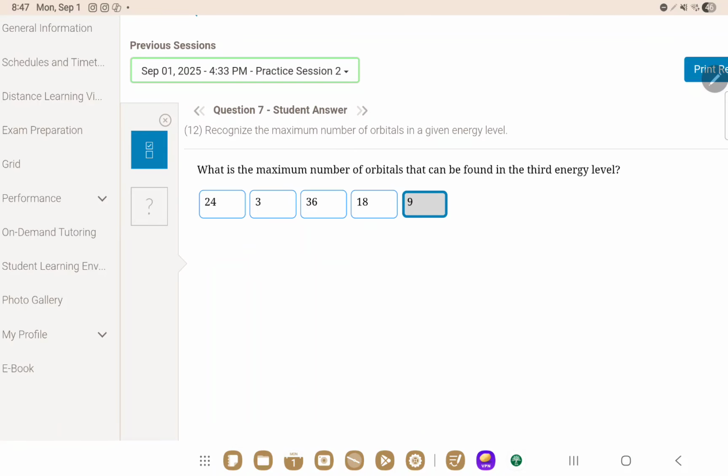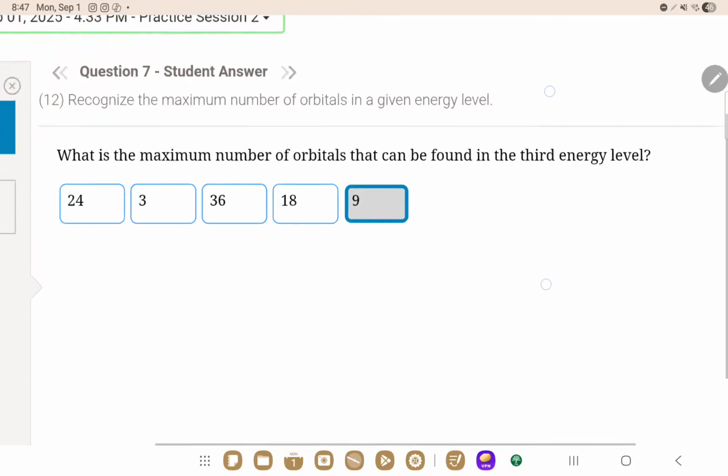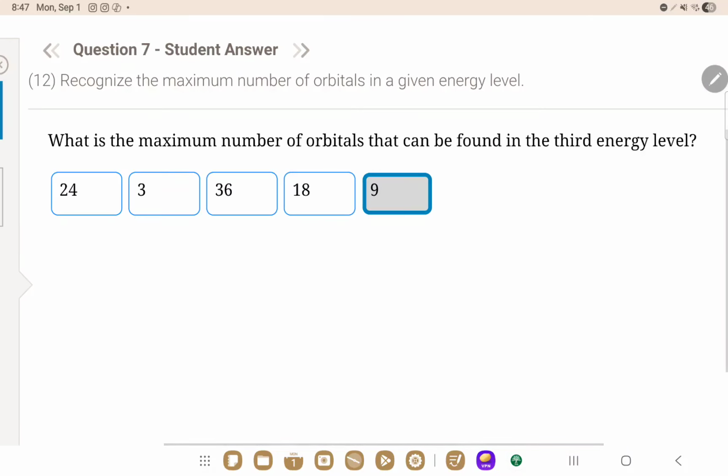Okay, so now we started with orbitals. What is the maximum number of orbitals that can be found on the third energy level? Now, I'm gonna make a quick explanation about the energy levels before I answer this question. Now, we have 4 energy levels. Energy level 1, 2, 3, and 4. Energy level 1 is called the S level. 2 is called the P, D, F.